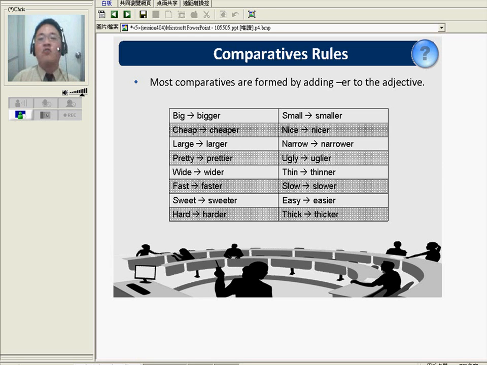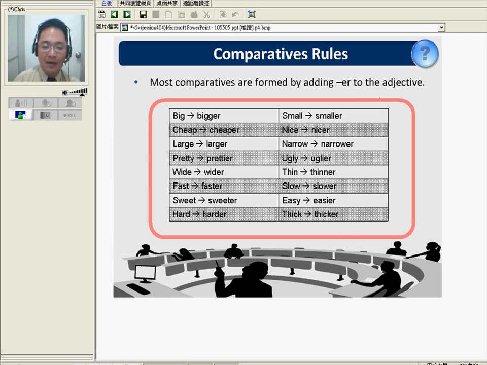Most of the time, we add an ER to the adjective. Okay? Big, bigger. Small, smaller. Cheap, cheaper. Nice, nicer. Large, larger. Narrow, narrower. Pretty, prettier. Ugly, uglier. And so on. That's very easy. I just want to remind you of two things.